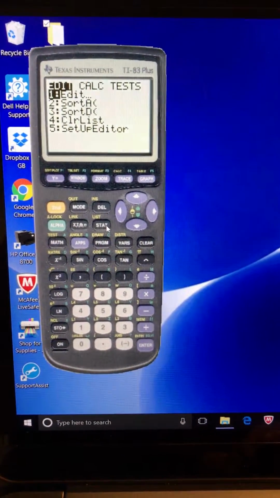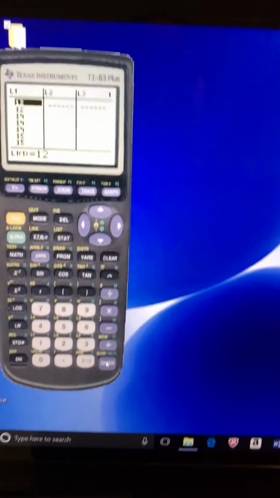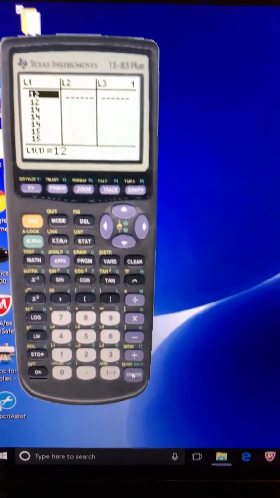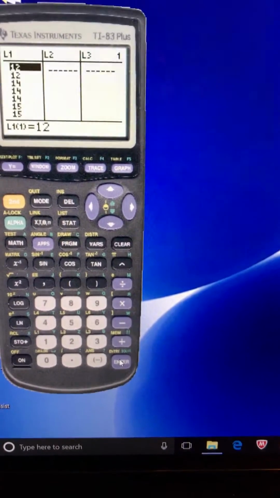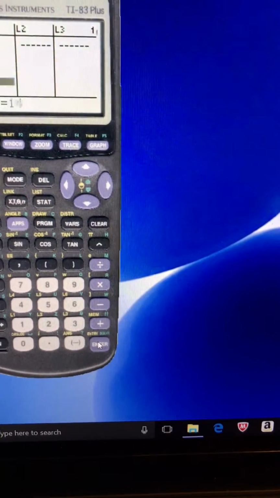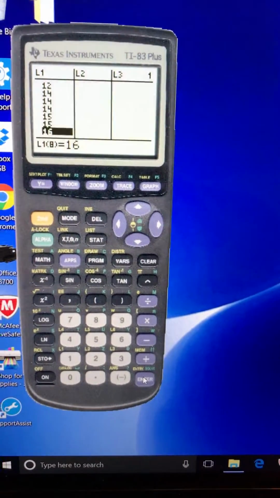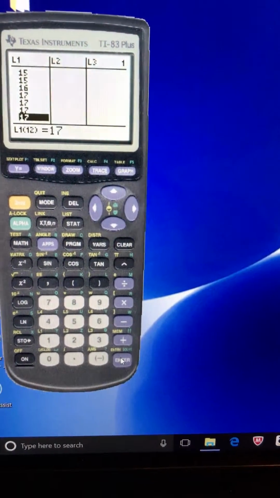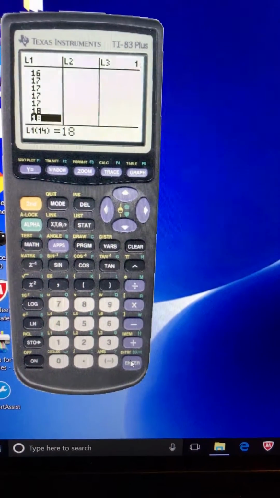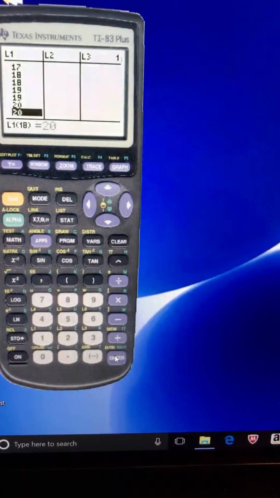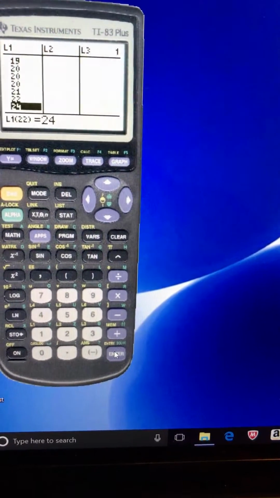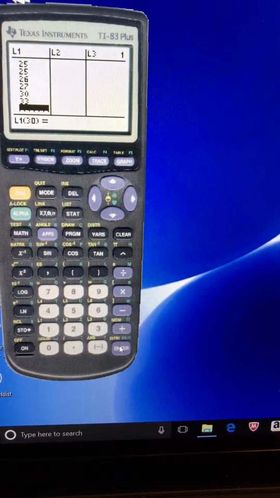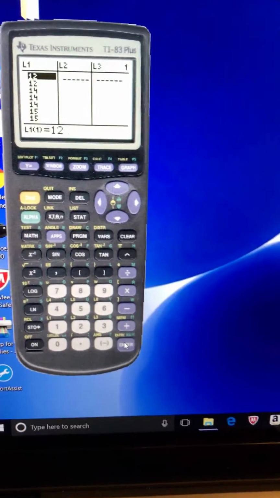Then if you go to stat and edit, your list is now in ascending order, so smallest to largest. If you do sort D, it'll do largest to smallest. So either one you want to do. But that way you can look, so you've got 2 12s, and then here you've got 3 14s. So it groups them together, so that means you can usually find your mode a little faster. 2 15s, 1 16. There's actually 4 17s, so far that's the most. 2 18s, 2 19s, 3 20s, a 21, 22, 2 24s, 2 25s, 26, 27, 30, and 33. So 17 would be the most because it occurred 4 times.